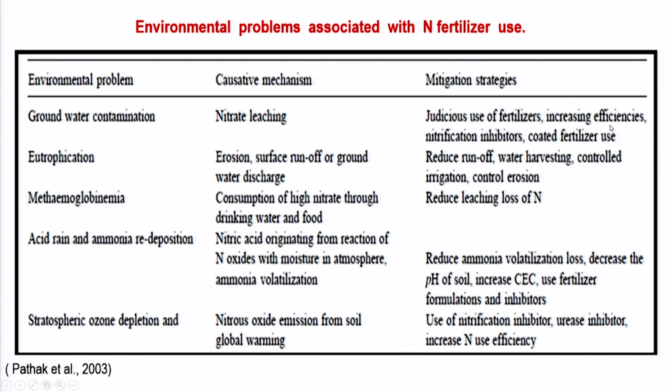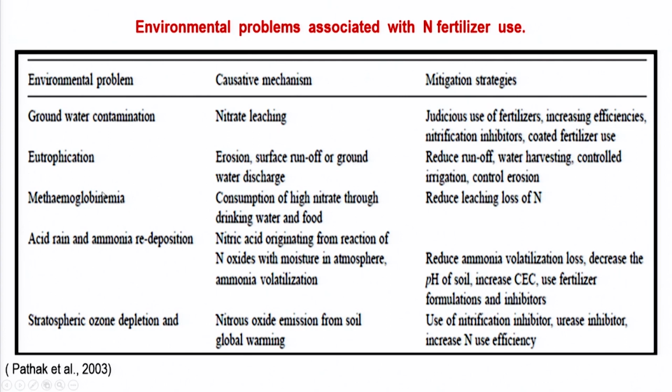Judicious use of fertilizer, increasing efficiencies, nitrification inhibitors. We have discussed the nitrification inhibitors in our previous lecture. Coated fertilizer use. Similarly, eutrophication is caused by erosion, surface runoff and groundwater discharge. So, how to mitigate that? Reduce runoff, water harvesting, control irrigation, control erosion.